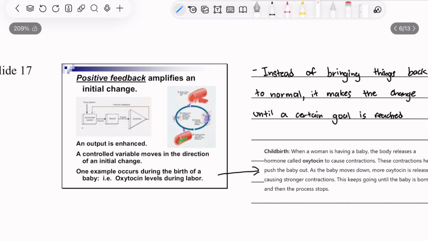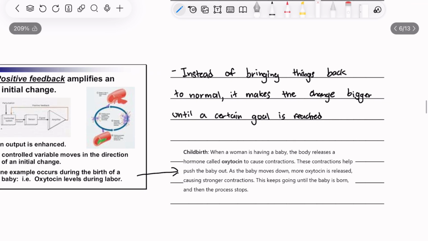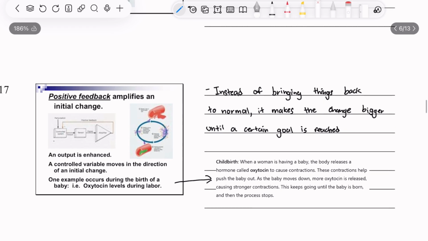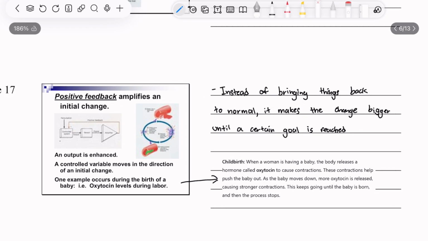So one example occurs during the birth of a baby. When a woman is having a baby, the body releases a hormone called oxytocin to cause contractions. These contractions help push the baby out. As the baby moves down, more oxytocin is released, causing stronger contractions. This keeps going until the baby is born, and then the process stops. And that's positive feedback. It amplifies an initial change.